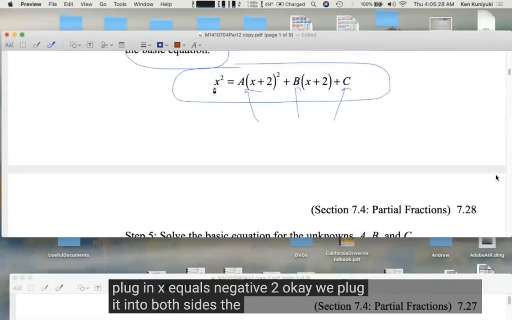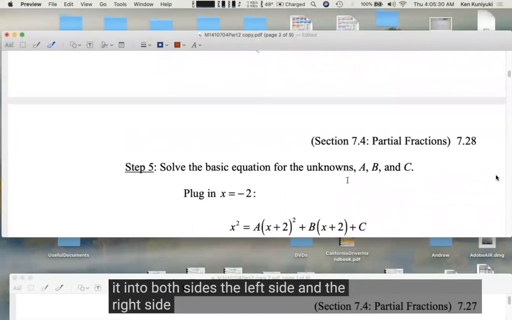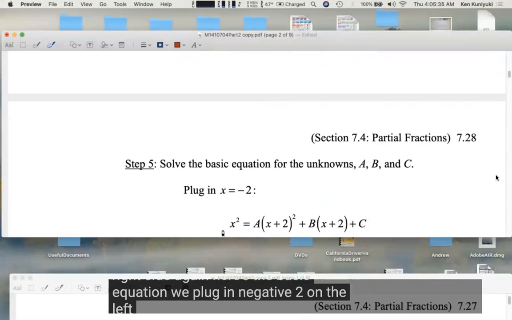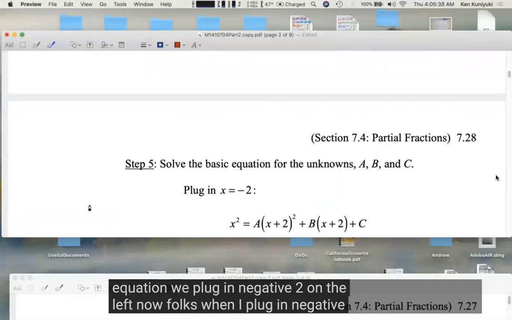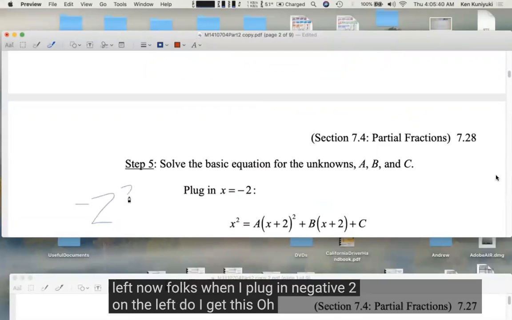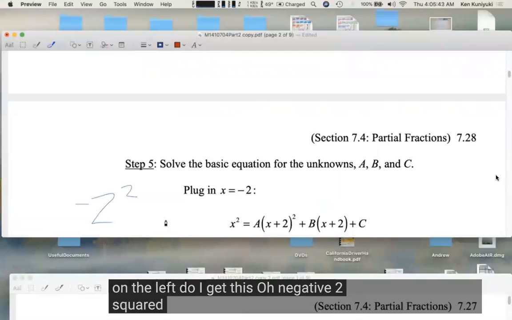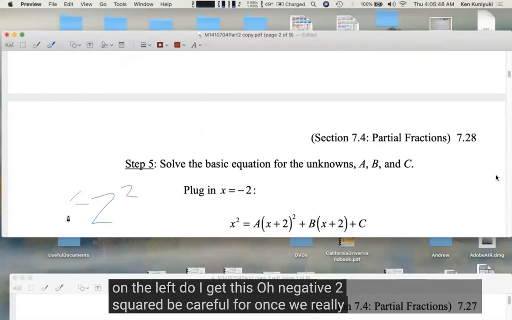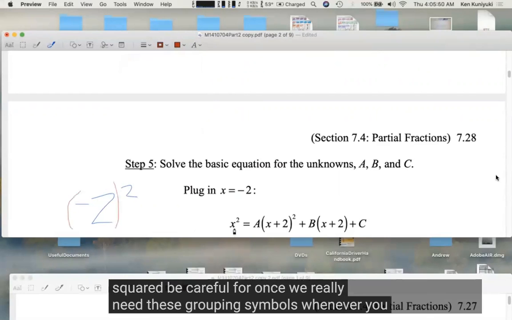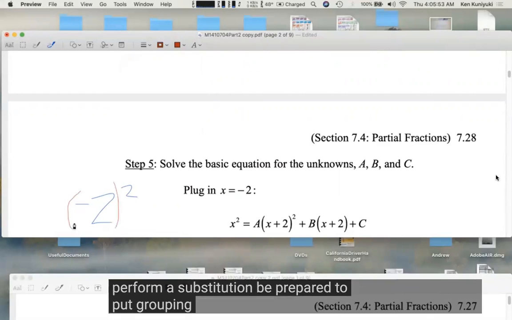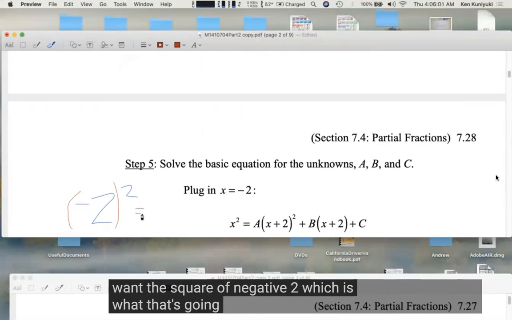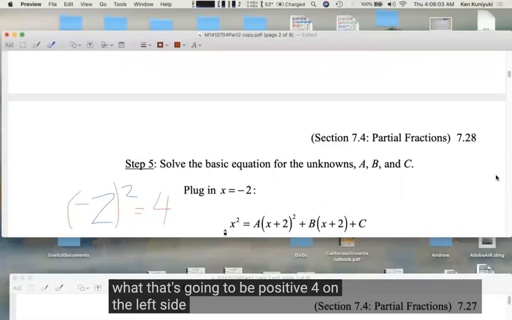Okay, we plug it into both sides, the left side and the right side. Again, here's the basic equation. We plug in -2 on the left. Now, folks, when I plug in -2 on the left, do I get this? Oh, -2 squared. Be careful. For once, we really need these grouping symbols. Whenever you perform a substitution, be prepared to put grouping symbols, especially when you have negative signs involved. So we want the square of -2, which is what? That's going to be +4 on the left side.